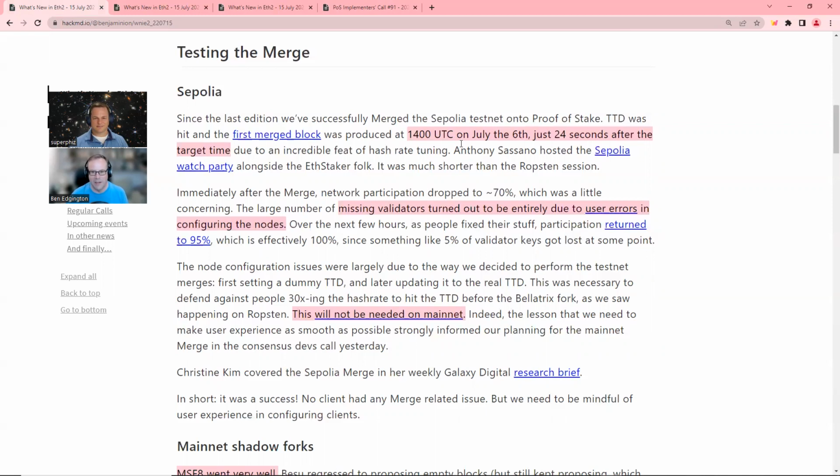The hash rate on mainnet is so huge that there just is not enough hash power in the world to manipulate the approach to TTD like that. So we can simplify the mainnet thing, and we've talked at length about how we can make the user experience under the circumstances as simple as possible, whilst trying to be as safe as possible for the network. And I think we agreed an approach at the last core devs meeting.